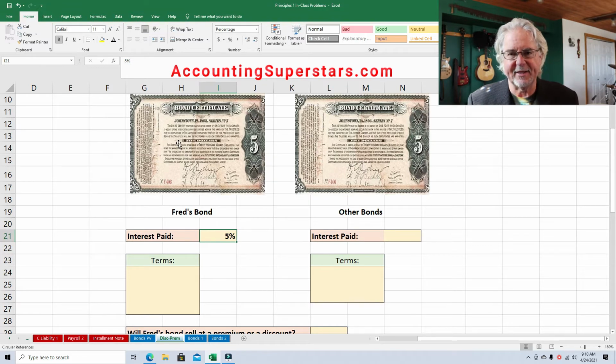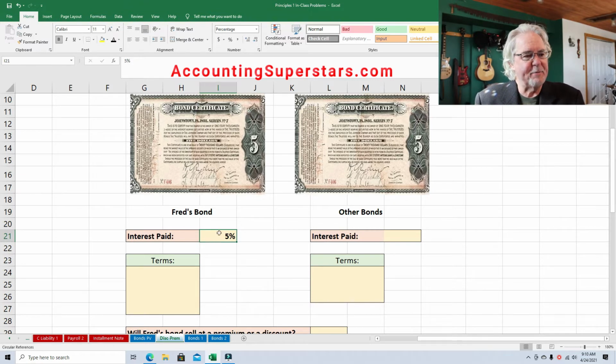So in reality, and this is getting a little advanced, since the interest is being paid out every 6 months, we would cut that interest of 5% in half and make it 2.5%. But for now, that's not real important, but I just wanted to mention it because it'll come up later.